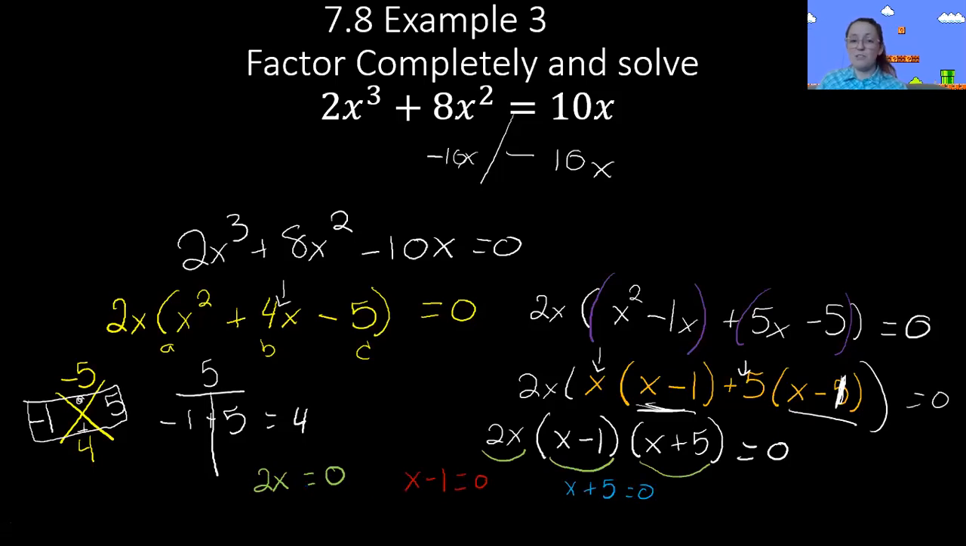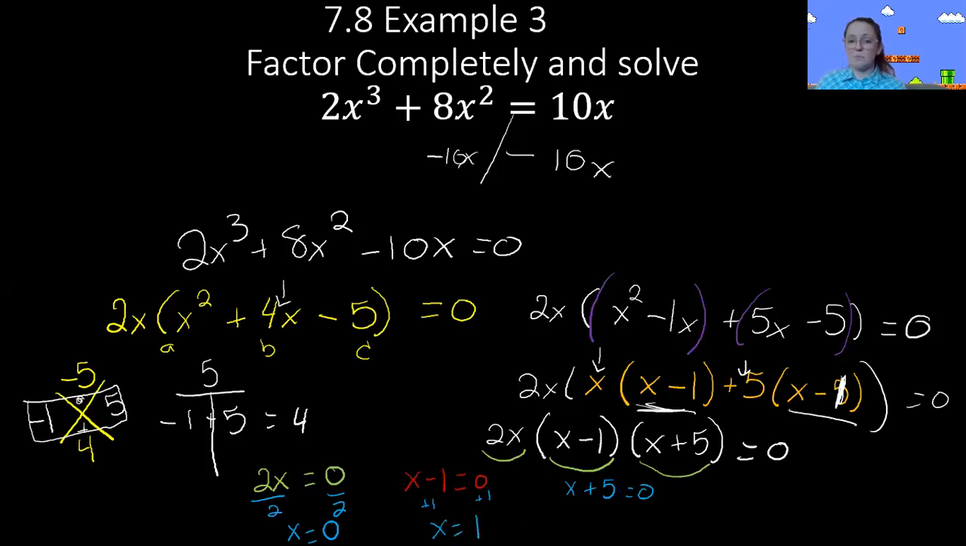All right, so when we solve these, if I have my 2x equals 0, to get x by itself, I've got to divide by 2. Well, 0 divided by 2 is just 0, so we have x equals 0. Now we have this x minus 1. To get x by itself, I add 1 to both sides, so x equals a positive 1.